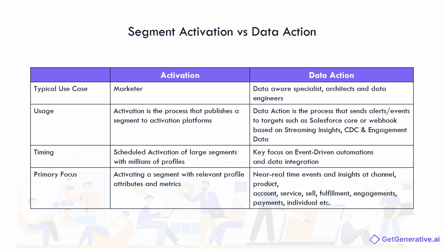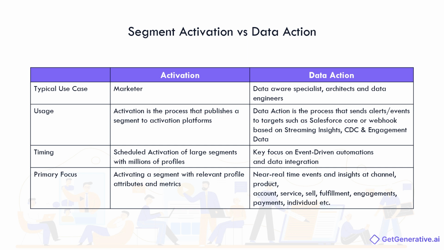The usage: activation is a process that publishes a segment to activation platforms. That's the usage for it. And the data outside of Data Cloud can be leveraged for many various purposes. Versus data action is a process to send alerts and events to the target system, such as Salesforce or any other external system, where those systems should be able to consume that event, subscribe to that event, and then take further actions based on that event.